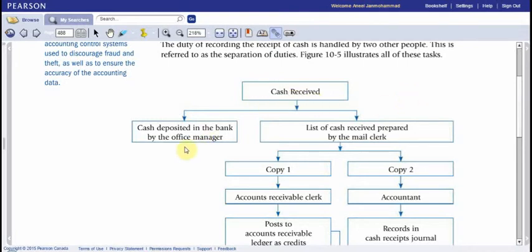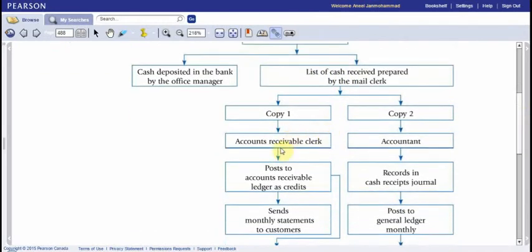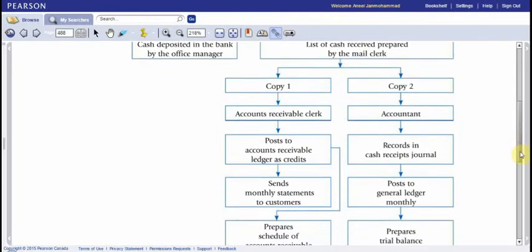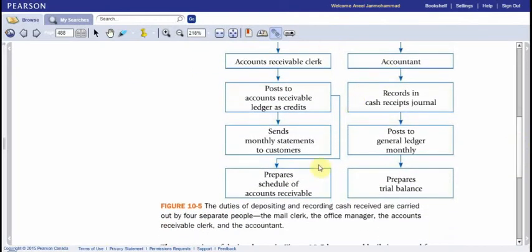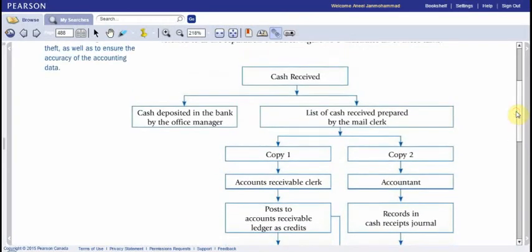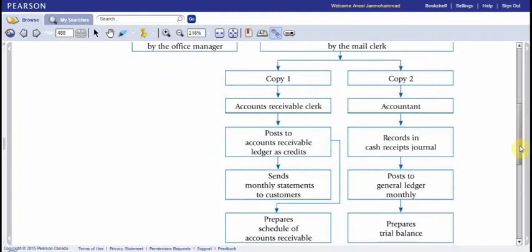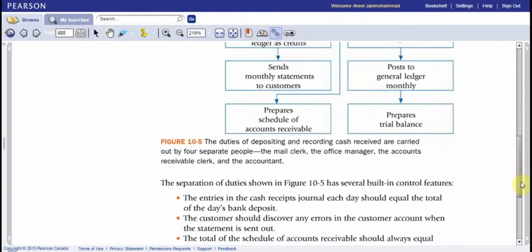Cash receipt. The actual office manager makes the deposit slip and deposits the cash in the bank. Okay. The mail clerk makes a list of cash receipts. Copy 1 goes to the accounts receivable clerk. Copy 2 goes to the accountant. And then here are the duties that we talked about for each person. Okay. So please understand this picture. It's a nice way to summarize everything that we've talked about.